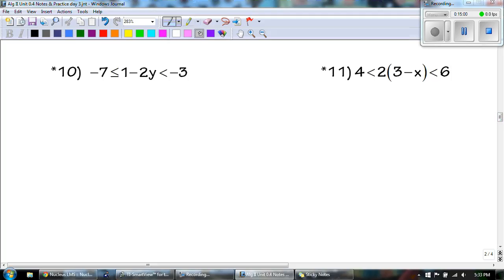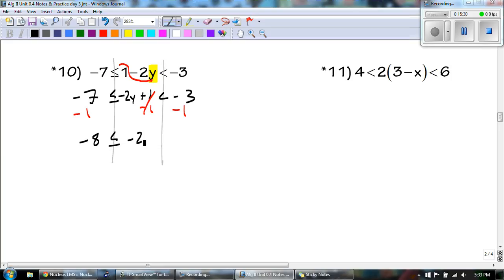Okay. Number 10. Find your variable. Now, if you're having trouble seeing what you're supposed to do, I'm just going to rewrite this in standard form. That's a negative 2y and a positive 1. So now that tells me that I have to subtract the 1 first to all three sides. We get negative 8 is less than or equal to a negative 2y, don't forget that that's negative, less than negative 4.